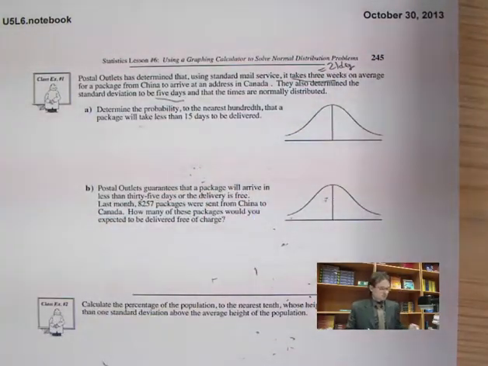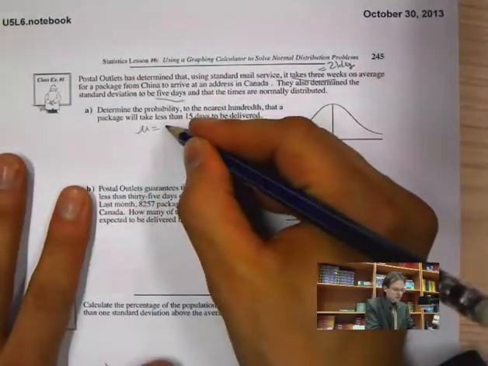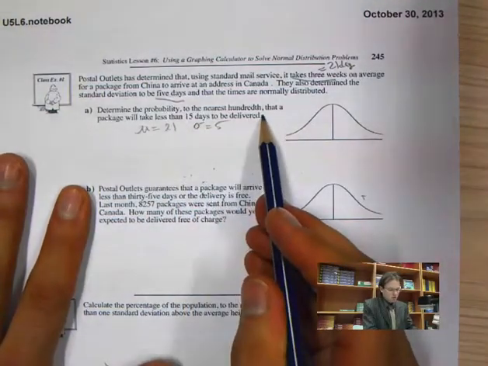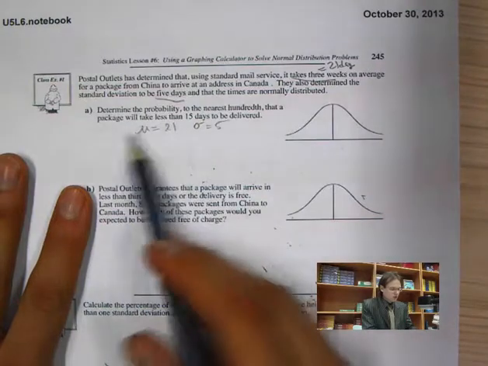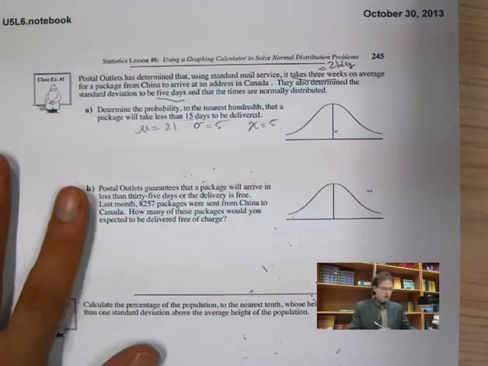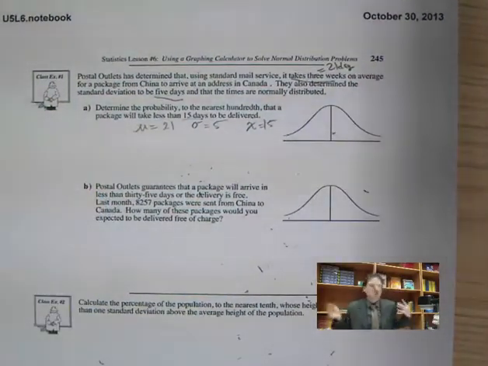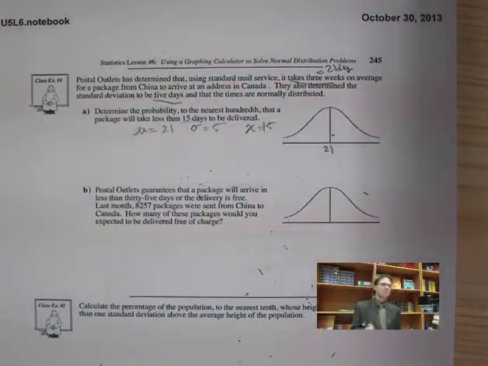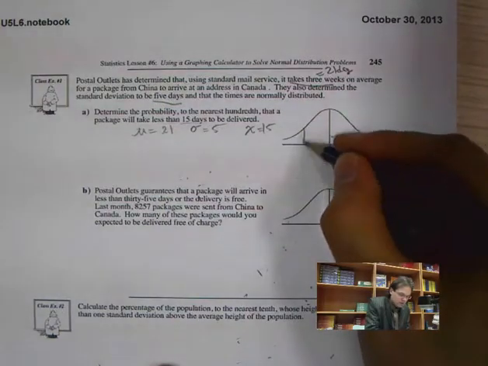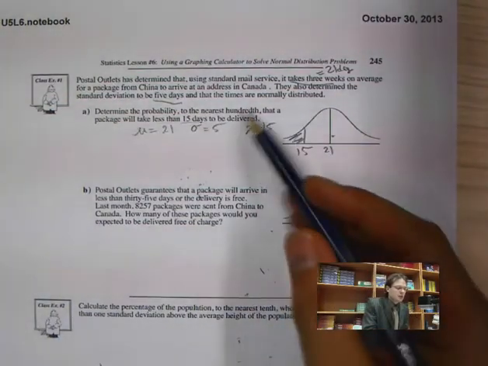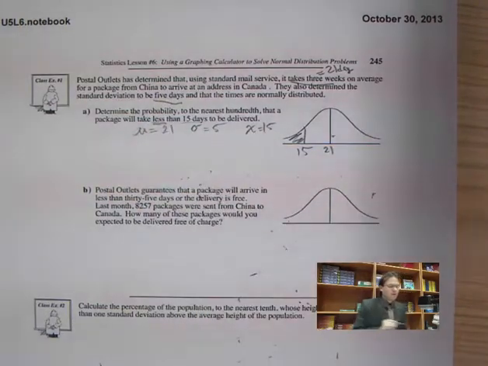So we know my mean is equal to 21, and my standard deviation is equal to 5. The question wants, to the nearest hundredth, the probability that a package will take less than 15 days. We're looking at x equal to 15. If I was to draw it out, my mean is 21, and x is going to be on that side of the mean because 21 is bigger. So 15 is going to be somewhere over here. My standard deviation is 5, so I know right away it's more than one standard deviation away, and we want everything less than 15.